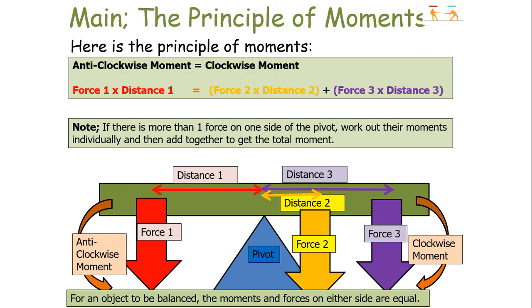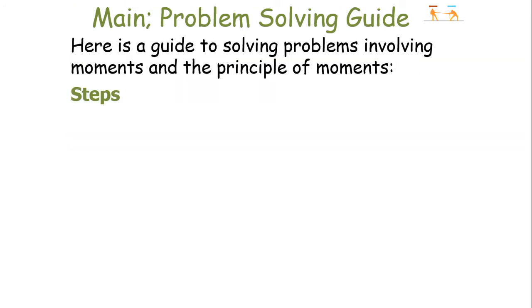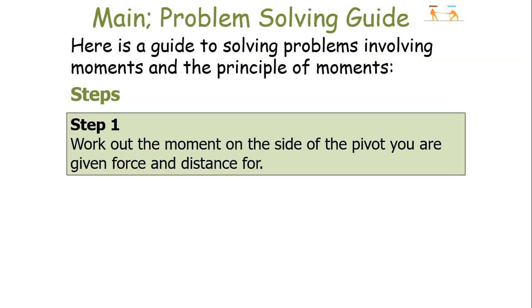Just to clarify, if there's more than one moment on one side of a pivot, you've got to work out the moments individually on that side of the pivot and then add them in total. So in this example, because there is force 2 and force 3 on the right-hand side of the pivot, you'd have to do force 2 times by distance 2, then do force 3 times by distance 3, add the two moments together, and that's the total clockwise moment. So just be aware of that. So how do you solve questions involving the principle of moments? Step 1, work out the moment on the side of the pivot you've been given the force and the distance for.